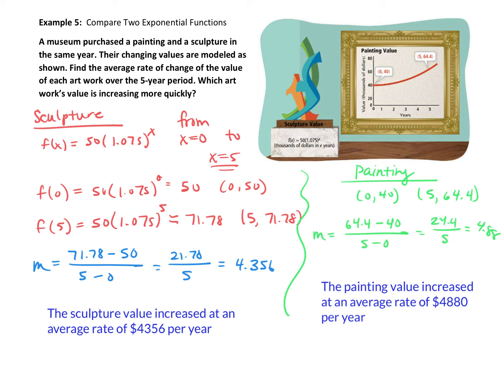And then the question is, which artwork's value is increasing more quickly? So this one is increasing by about $4,300 per year. This one is increasing by about $4,800 per year. So this is the one that is increasing more quickly to answer that question.